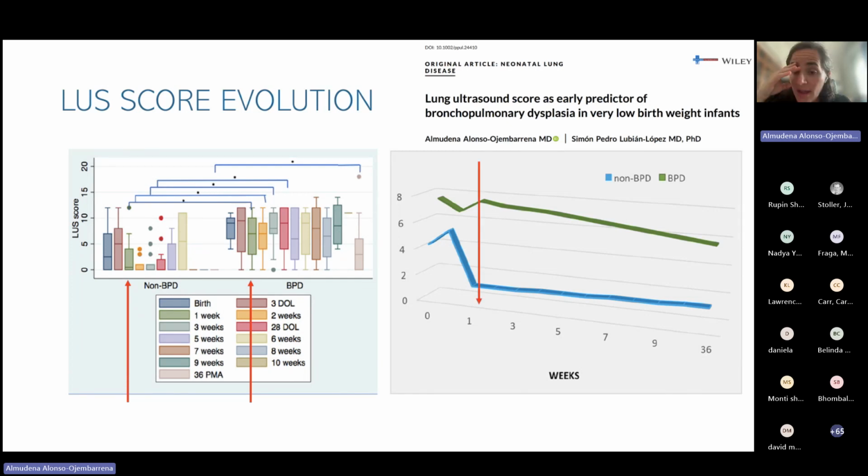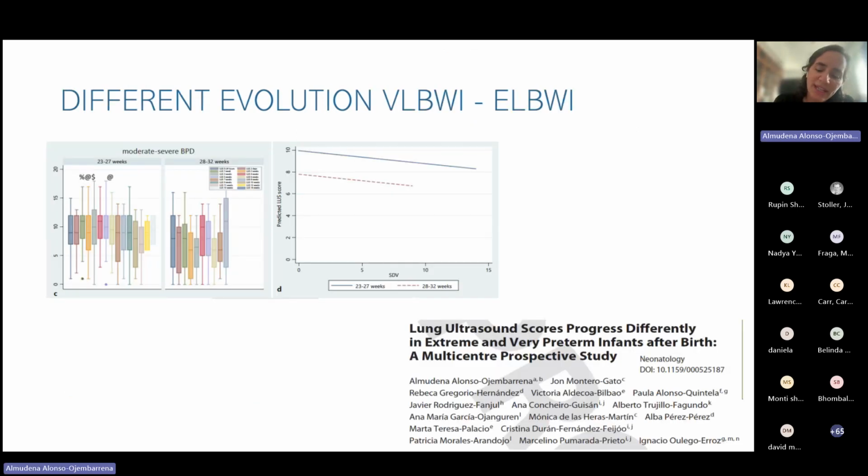So we could say that at about 1 week of age could be like a threshold point in which we can kind of decide or get an idea of how the lung will progress in those infants. But this is not the case in all preterm infants. It's different according to when they are born. In this other paper that included data from different NICUs in Spain, almost 400 infants born before 32 weeks were included, and we analyzed their progression according to the gestational age at which they were born.